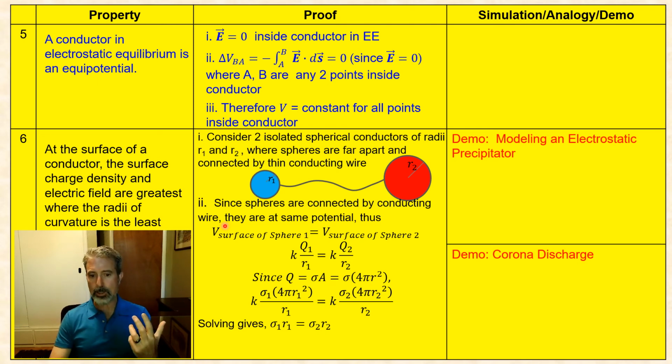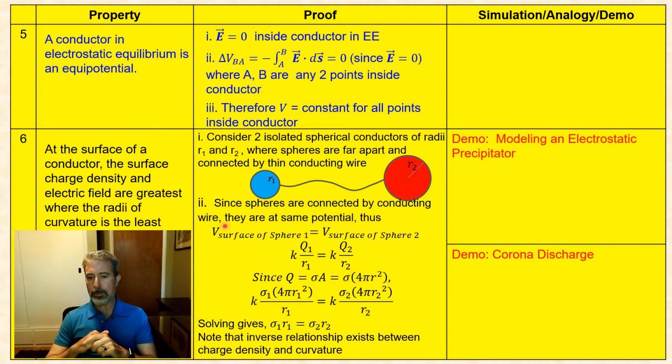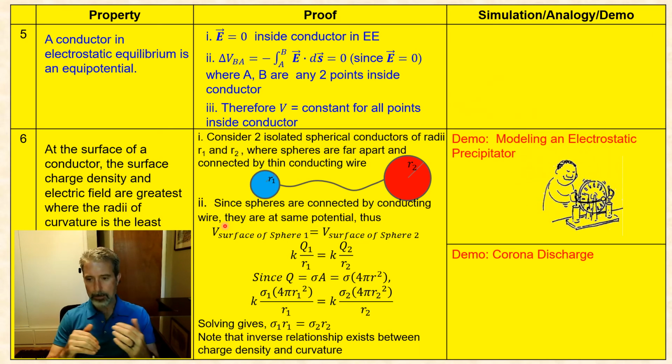What this tells us is that there is an inverse relationship between the surface charge density and the radius of curvature. Where the radius of curvature is large, the surface charge density is small, and where the radius of curvature is small, the surface charge density is large. This is an important physical concept that has applications in technology.